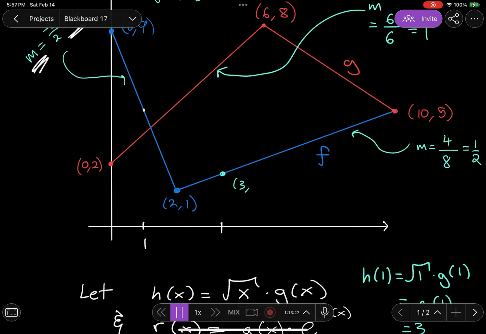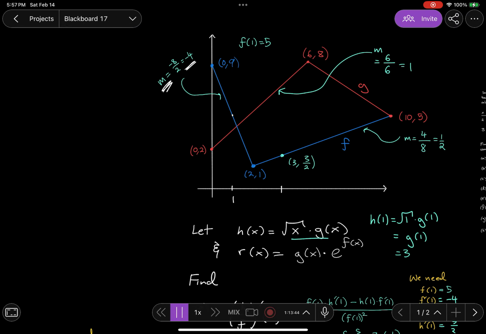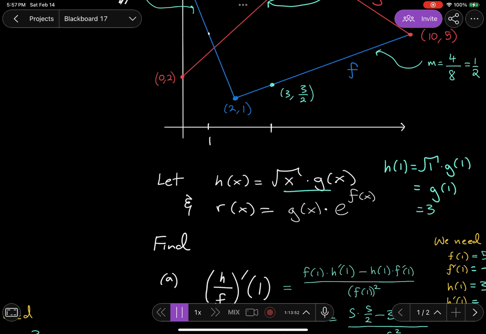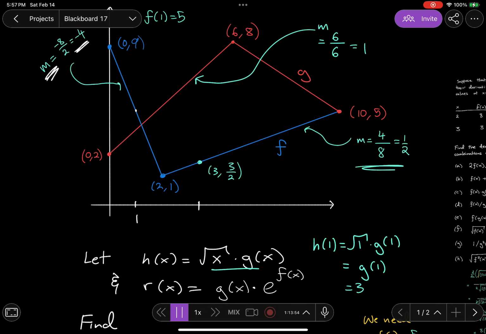So my initial output at 2 is 1. When I take a step, go from 2 to 3, my output increases by 1/2. So that means I'm going to get to 3 halves. In other words, f of 3 is 3 halves. This asks for the slope of f at 3, and we just figured that out. We have the slope. That's 1/2.